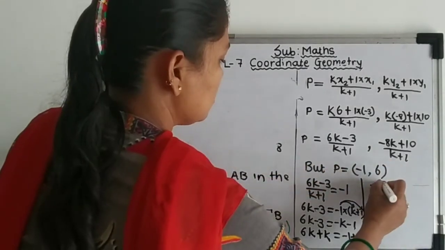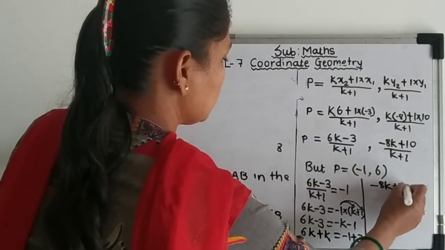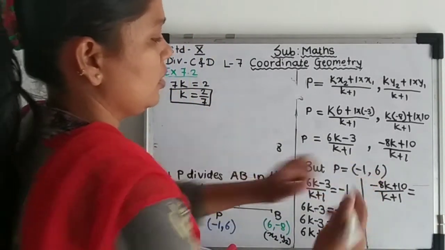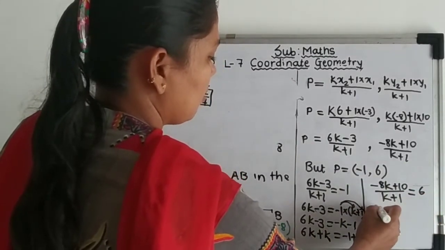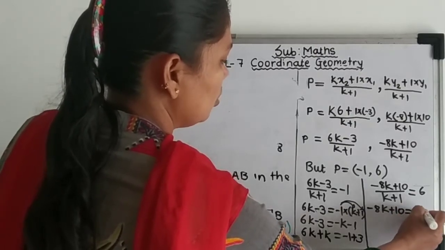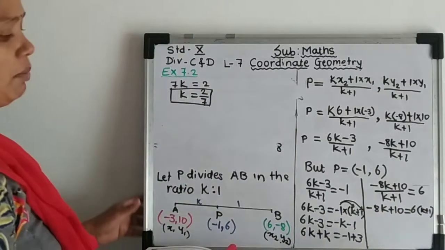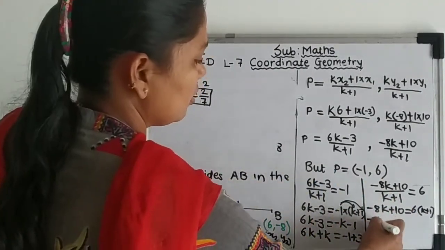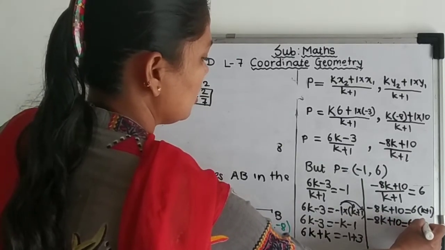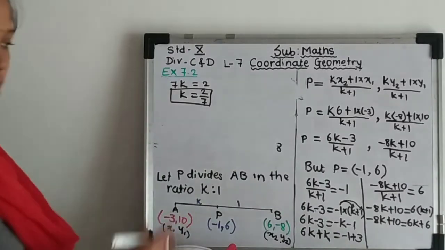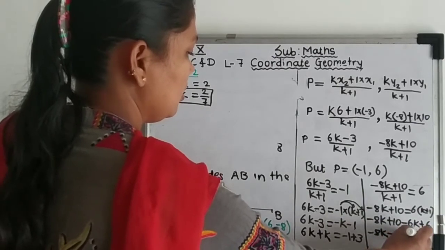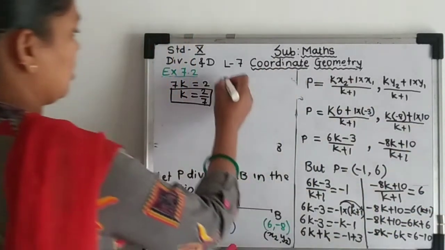Now for minus 8k plus 10. See, minus 8k plus 10 upon k plus 1 equals to what? 6. So shift it. Minus 8k plus 10 equals to 6 into k plus 1. Put a bracket to the k plus 1. So we have here minus 8k plus 10 equals to 6k plus 6. Now transpose k towards one side. So minus 8k minus 6k and 6 minus 10.